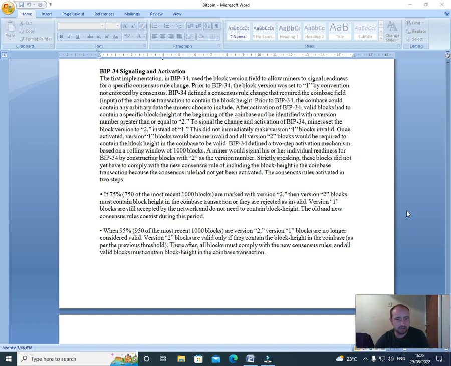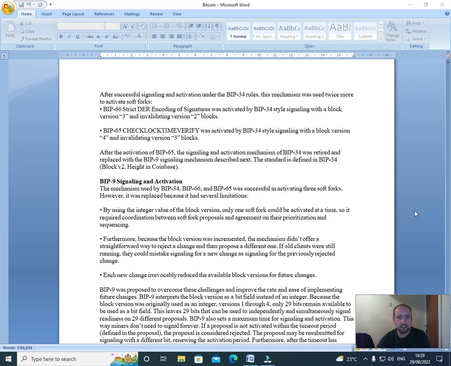If 75%, 750 of the most recent 1000 blocks, are marked with version 2, then version 2 blocks must contain the block height in the coinbase transaction or they are rejected as invalid. Version 1 blocks are still accepted by the network and do not contain block height. The old and new consensus rules coexist during this period. When 95%, 950 of the most recent 1000 blocks, are version 2, version 1 blocks are no longer considered valid. Version 2 blocks are valid only if they contain the block height in the coinbase as per the previous threshold. Therefore, after this, all blocks must comply with the new consensus rules and all valid blocks must contain the block height in the coinbase transaction.